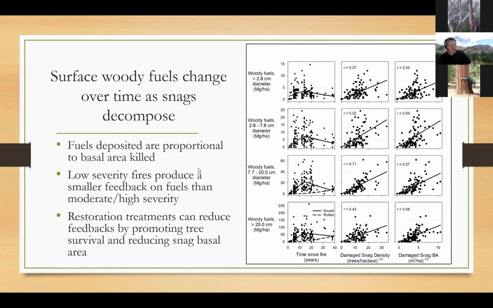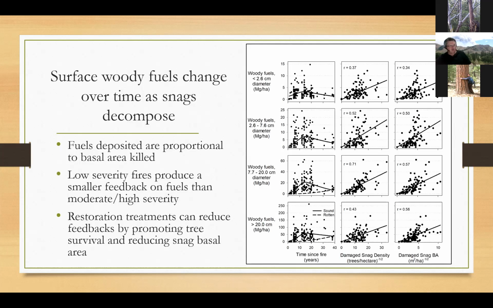A couple other notes on this is that the fuels deposited are proportional to basal area killed. That was a stand level thing that we could account for. So if you have a stand replacing fire in a very dense stand, you're going to get more fuels than if you have a stand replacing fire in a not so dense stand. Not rocket science.